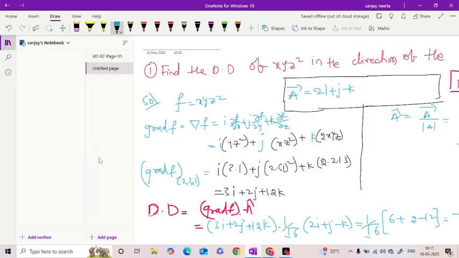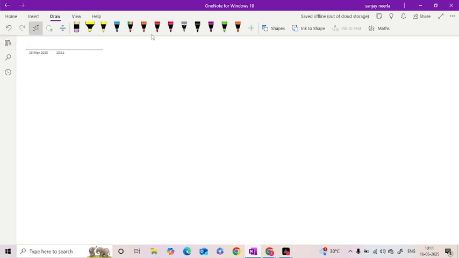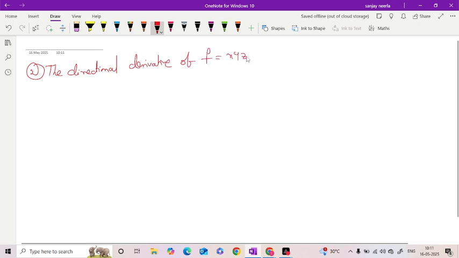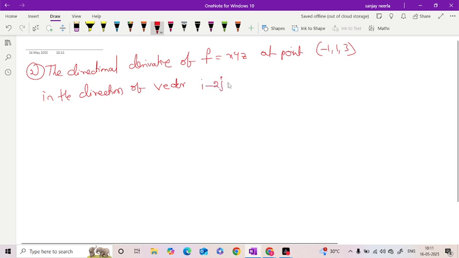Okay. Now I will give the second question: the directional derivative of function f, f is x y z, at the point minus 1, 1, 3 in the direction of the vector i minus 2j plus 2k. Option A, 7. Option B, minus 7 by 3. Option C, 7 by 3. Option D, none of the above. Which is the correct answer?